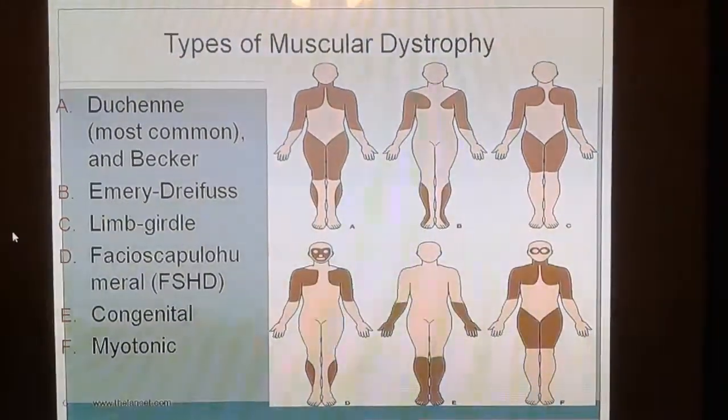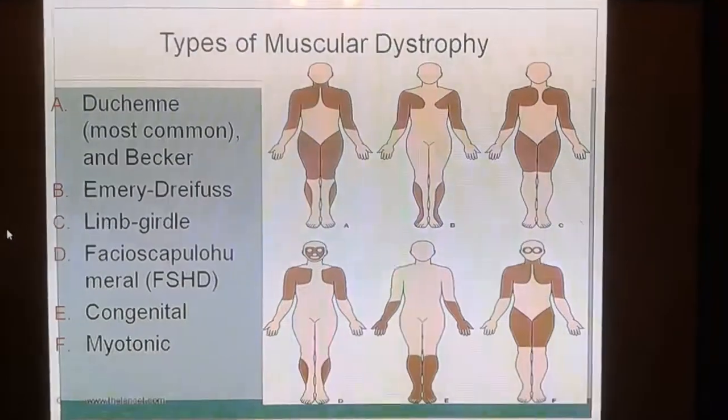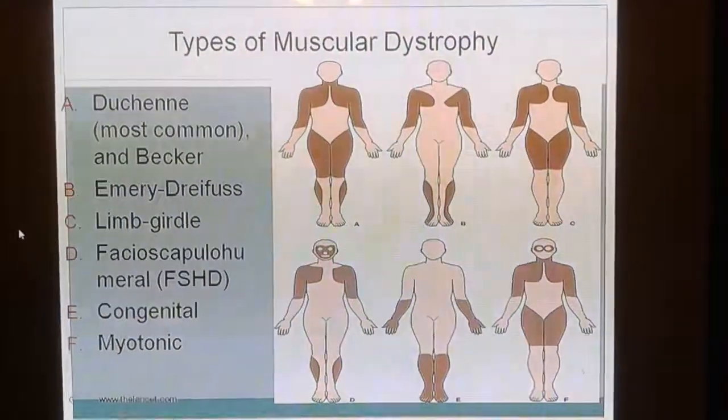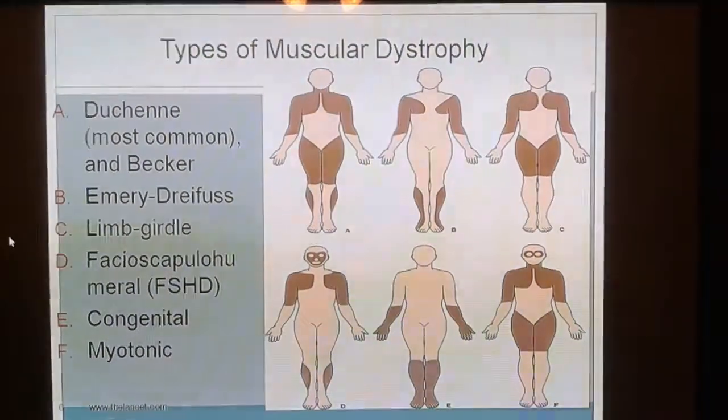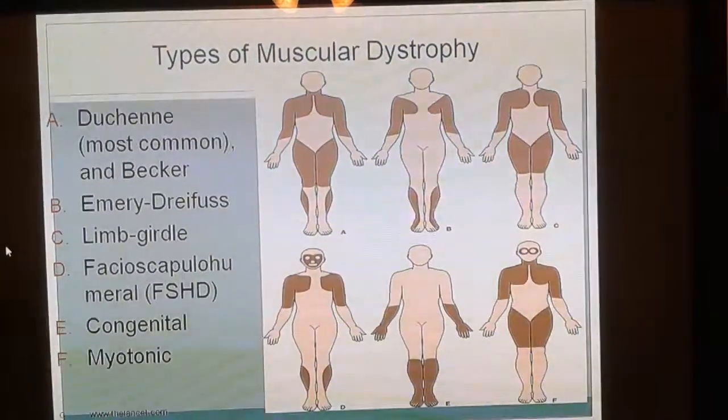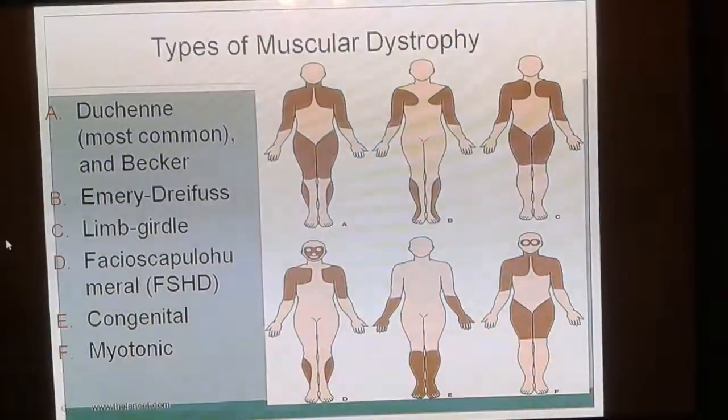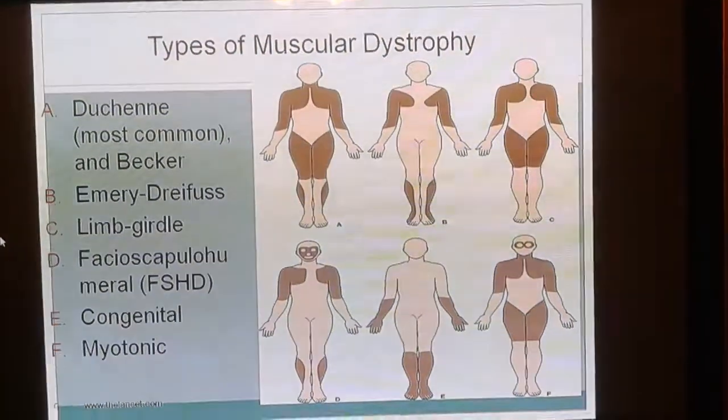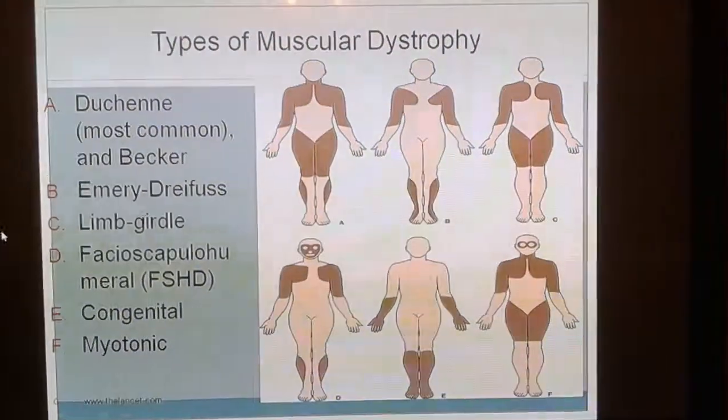These are some types of muscular dystrophy. They are classified based on their age of onset, severity, and rate of progression. The shaded areas on each of these figures demonstrate which parts of the body are affected according to these types.